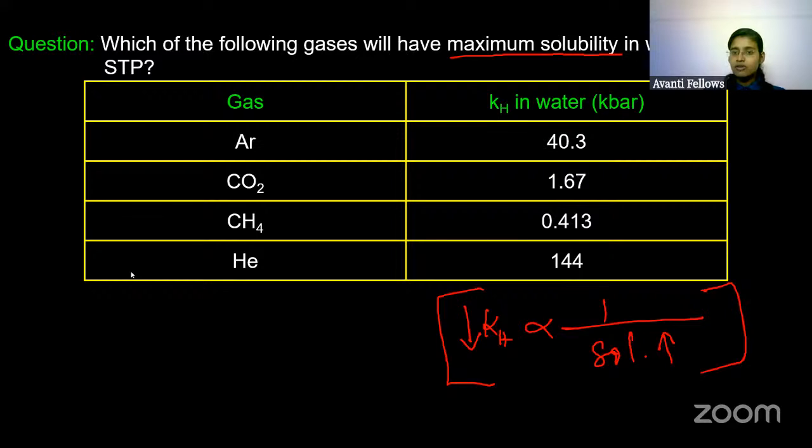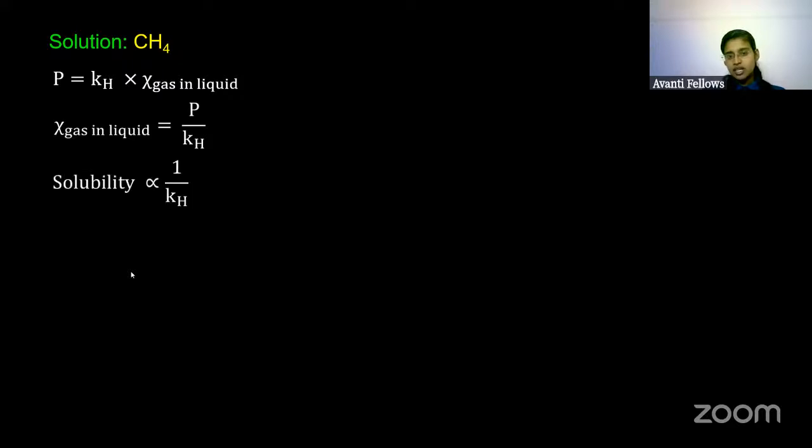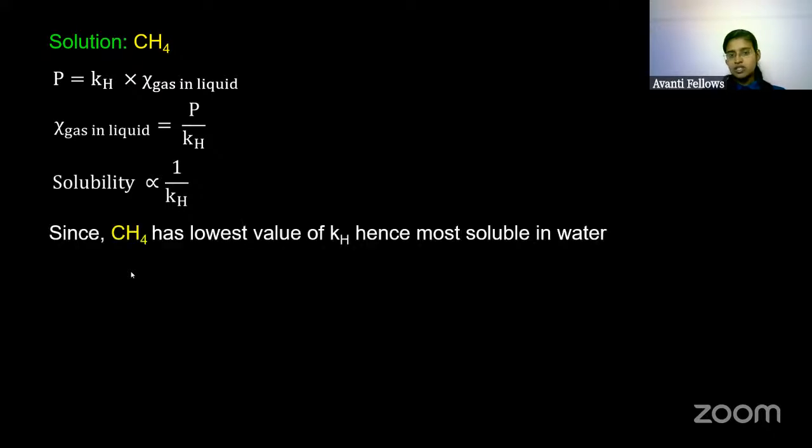So among the four values, the CH4 value is the least. I mean, the lower the KH value, the more soluble it is. So the answer is CH4. Got it? From Henry's law, mole fraction is equal to pressure divided by KH, and from this we get that solubility is inversely proportional to the KH value. Since CH4 has the lowest value of KH, it is most soluble in water.